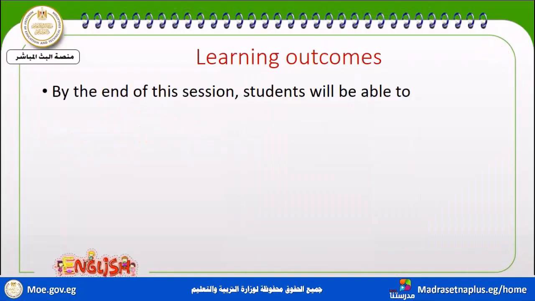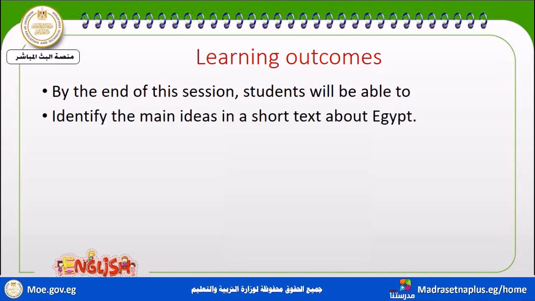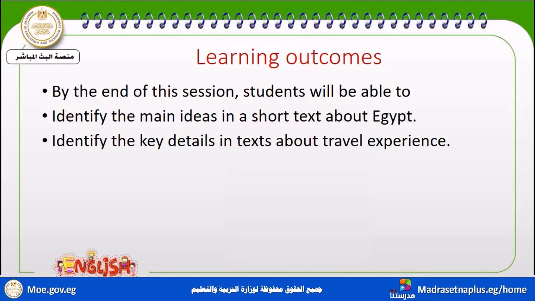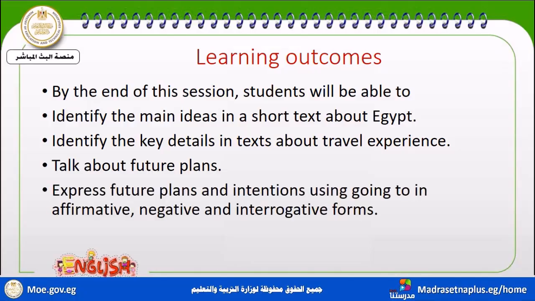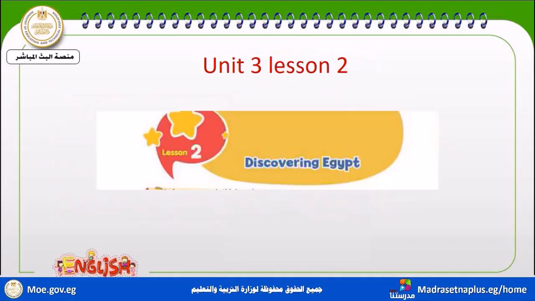So before we start, let's go through our learning outcomes for today's lesson. By the end of the session, you will be able to identify the main ideas in a short text about Egypt, identify key details in texts about travel experience, and talk about future plans. Express future plans and intentions using going to in affirmative, negative, and interrogative forms.